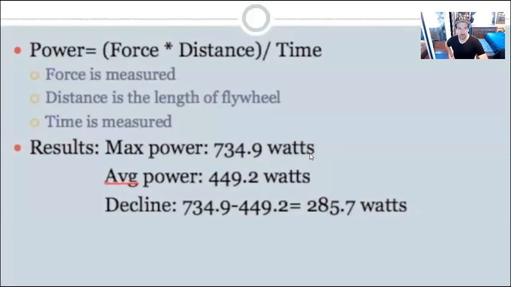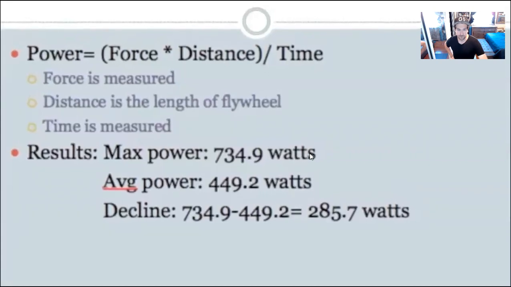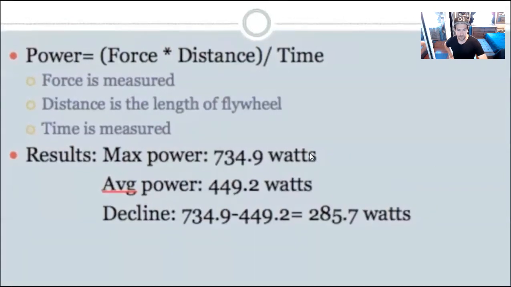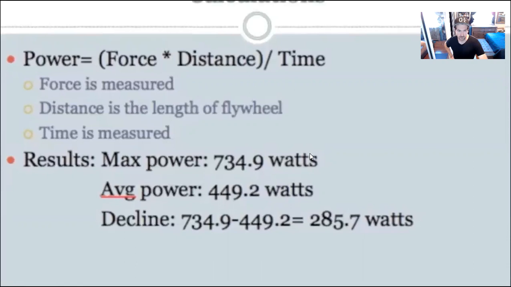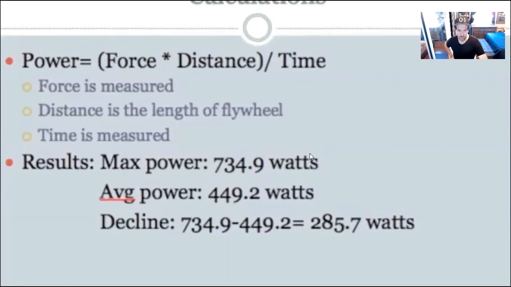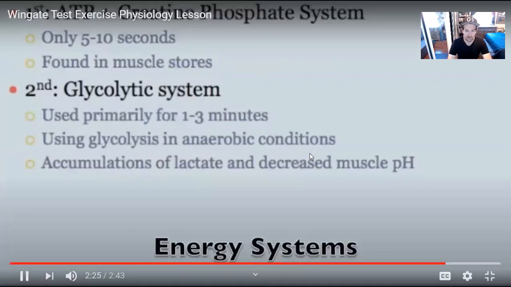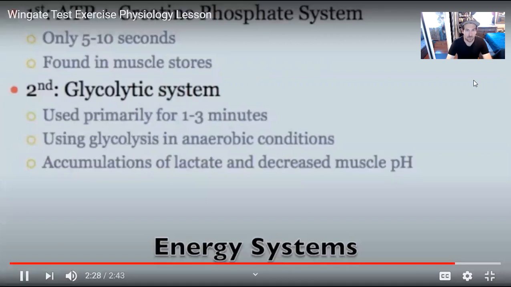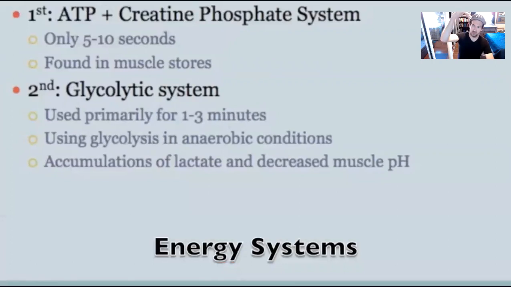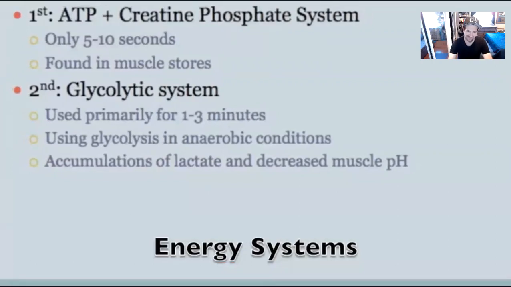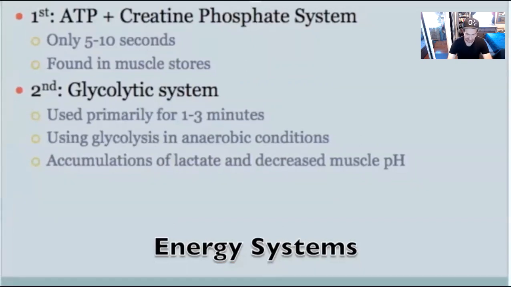In review, we're calculating power in this test. Power is calculated as work over time or force times distance over time. The results from the test show the maximal power, which is related to his maximal anaerobic potential, his average power, which is his work done over the entire test, and the decline, which is his anaerobic fatigue. We primarily use 2 energy systems during this test. The first is the ATP creatine phosphate system for the first 5 to 10 seconds of the test. Following that is anaerobic glycolysis, used for the remainder of the test. In anaerobia, there's a rapid decrease in muscle pH, which is known to be a cause of fatigue.